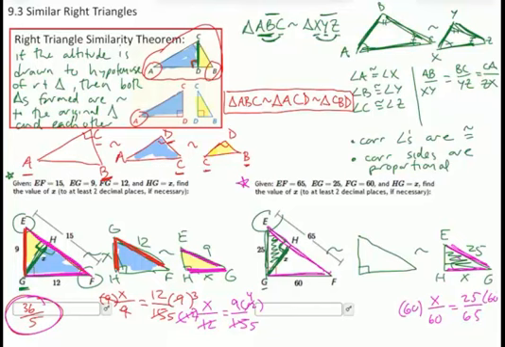Multiply both sides by 60. And there's your answer, 25 times 60 over 65. Makes it nice and easy. You can get your answer. You don't even need to solve for that middle one.